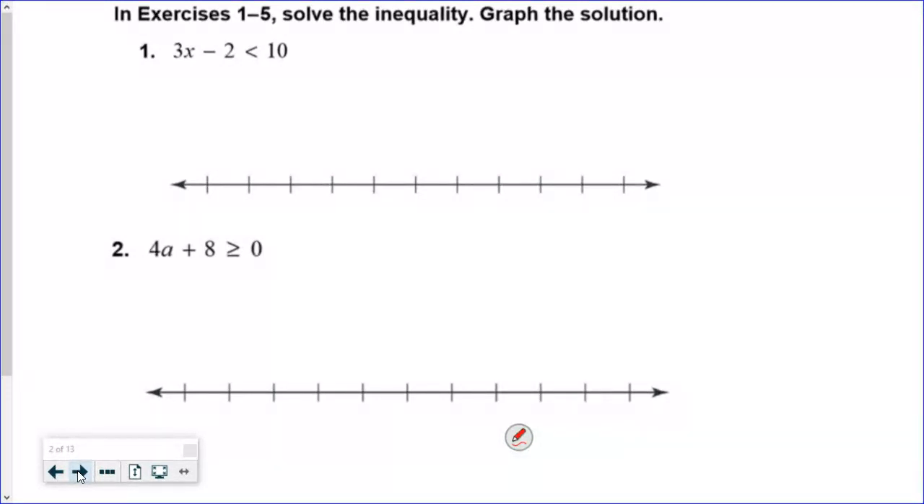So for number one, again, we're doing this just like equations. So you would add 2. And make sure you watch the video all the way to the end today.